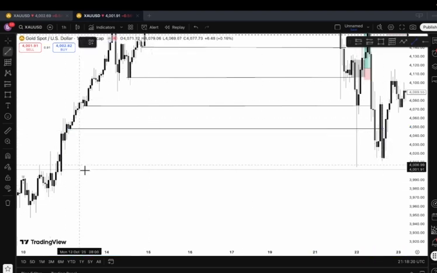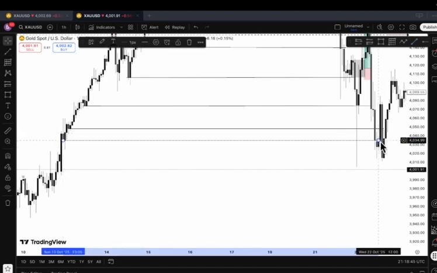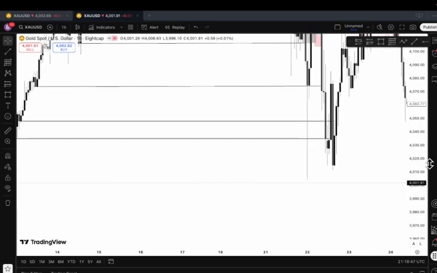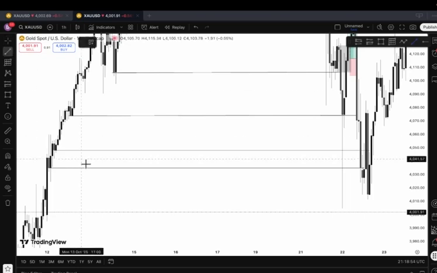Now the one that changed the whole bias from buy to sell, I think it should be this one because currently I'm not even seeing. Okay, I think it's this one. I think this is the last price created. So now price created this last one and then later went to invalidate it. This is the high that invalidated it.